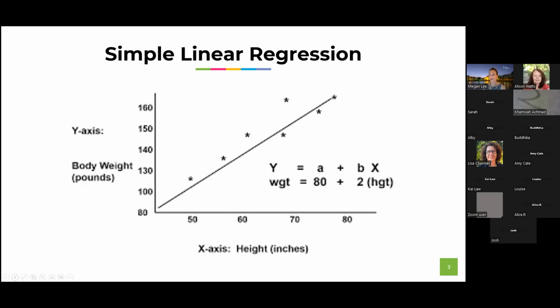Any questions about simple linear regression before we move on? I know this is a tiny little bit more advanced than what we were looking at last week.